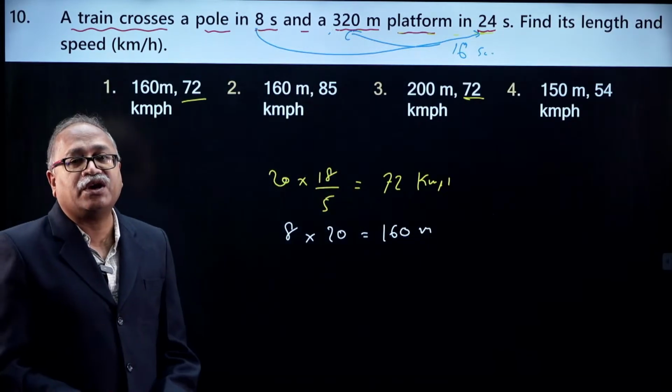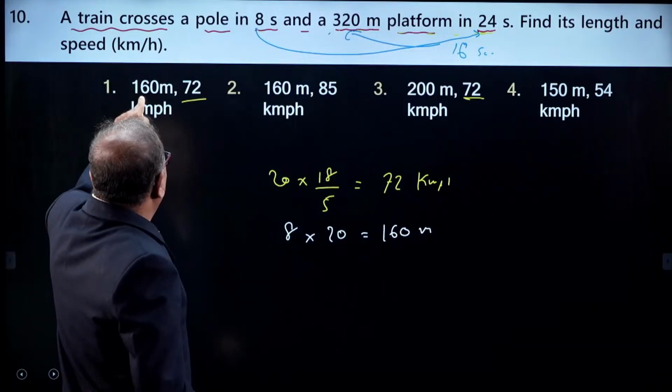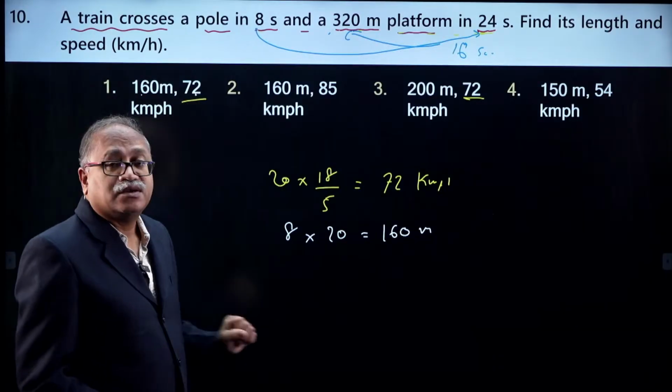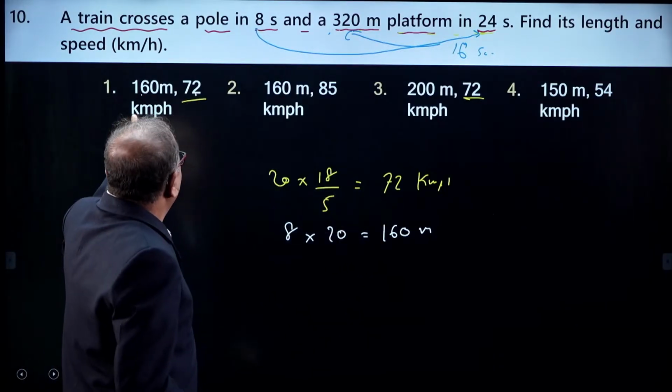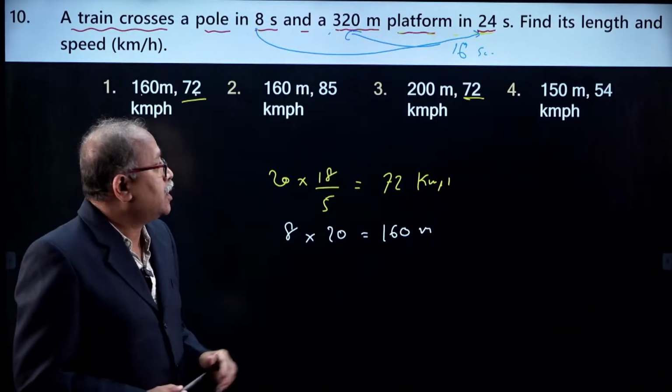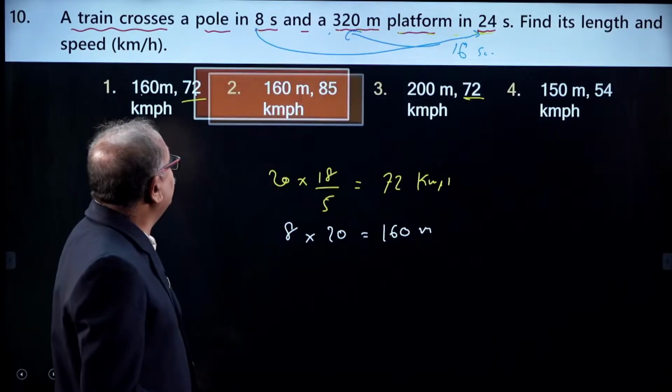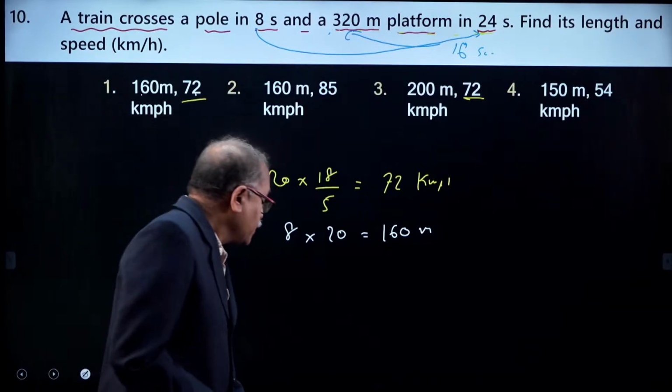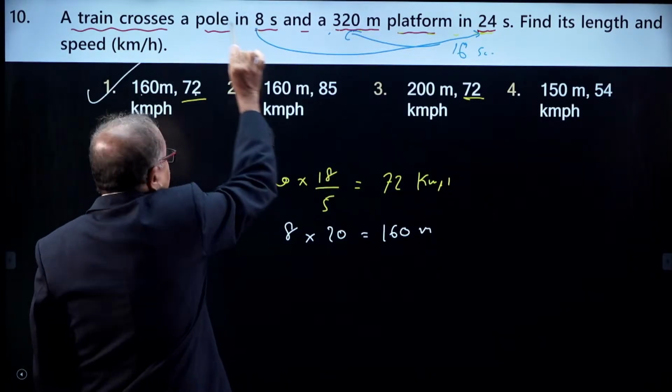So beautifully you answered the question with the least writing, that is 160 meter and 72 kilometer per hour. By mistake I put the option as 2, which is wrong. So here your answer is 1.